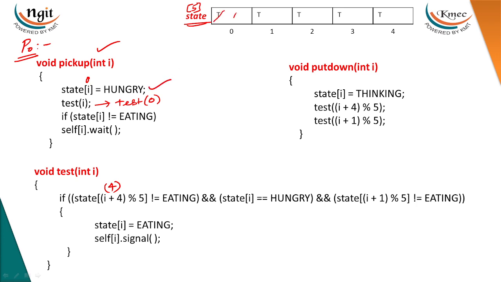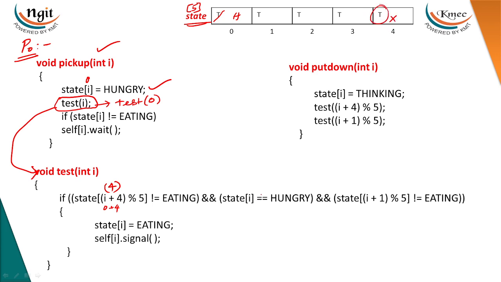So state of 0 to hungry. Then we need to invoke this particular function called the test function. Okay, the test operation. Now the control goes to test, and it will check state of (0 plus 4) percent 5, that is state of 4, not equal to eating. So it is not equal to eating because it is thinking.